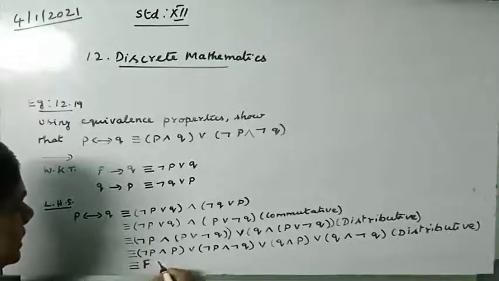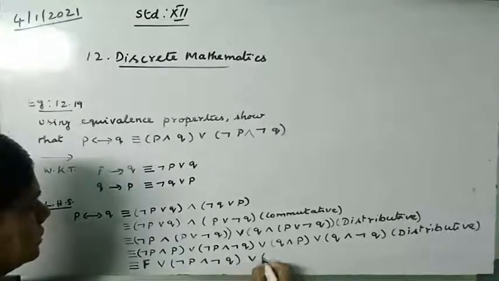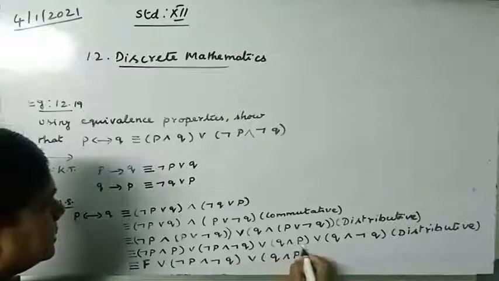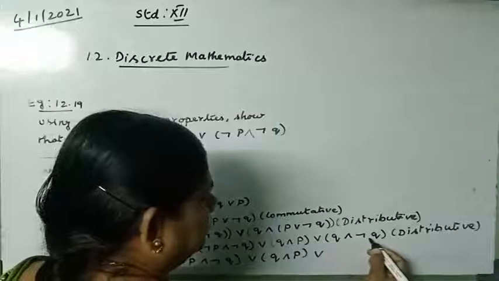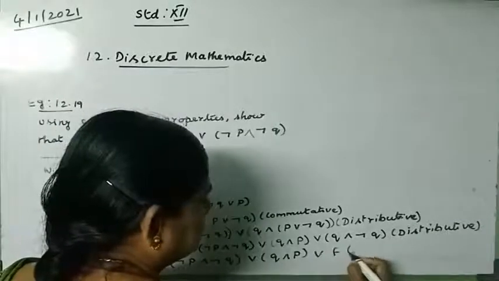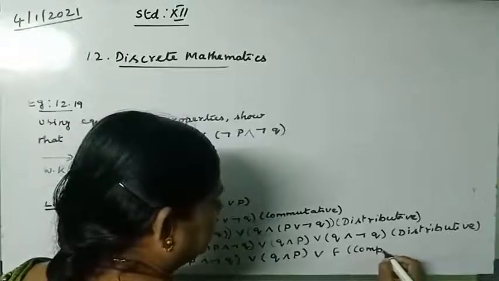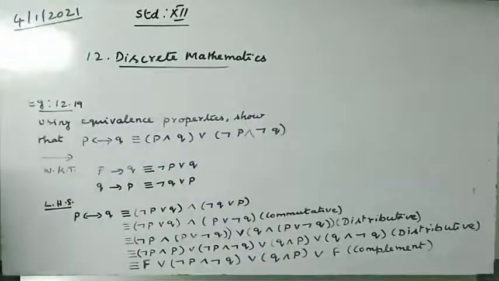And R இங்க இருக்கு, அதை எழுதிட்டு negation of P and negation of Q are Q and P or here also Q and negation of Q இருக்கு. So complement law ல false ன்னு கிடைக்கும். So it is complement law. So complement law யூஸ் பண்ணி இந்த false எழுதிருக்கேன்.